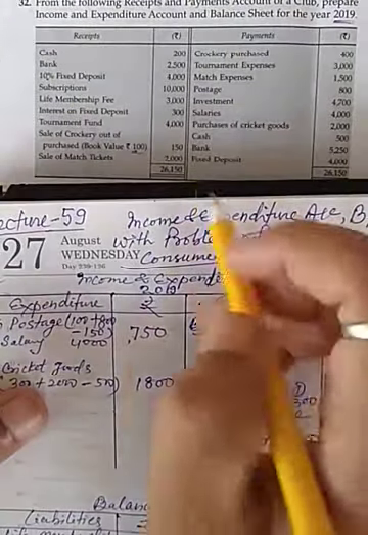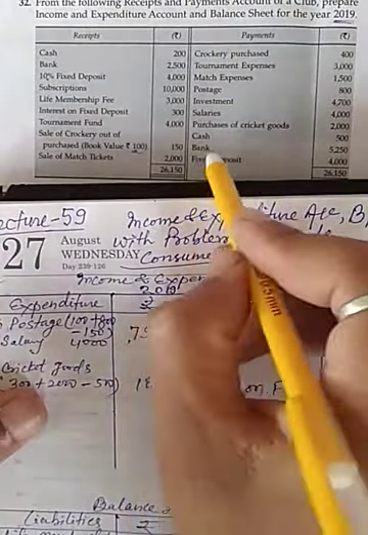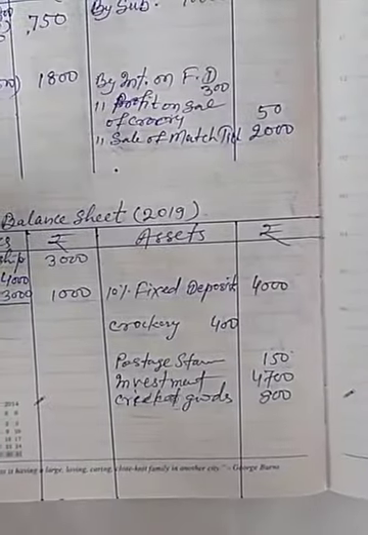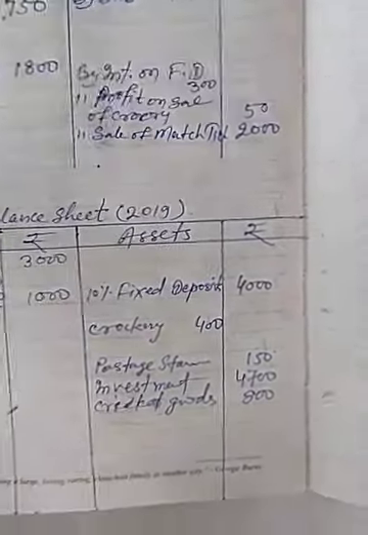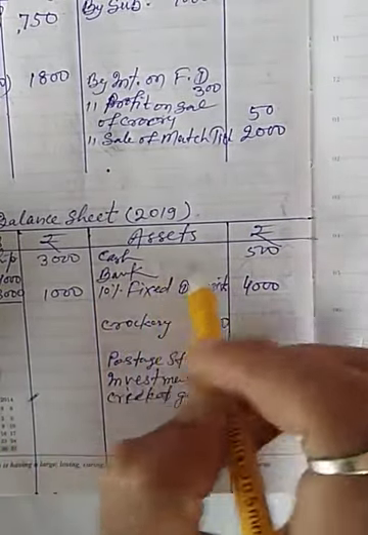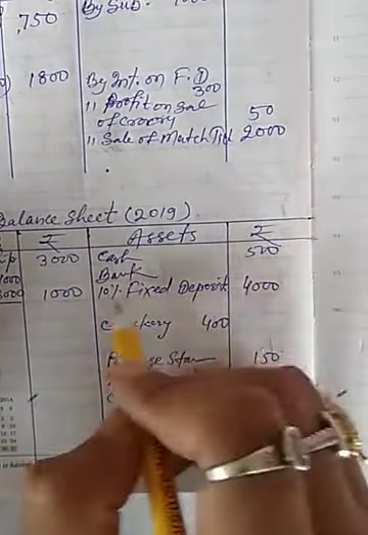Now cash and bank balance and fixed deposit are given in closing, so I will write cash 500, bank 5250 is given, and fixed deposit 4000 is given.